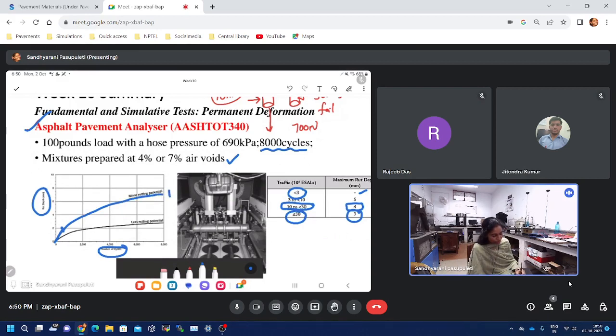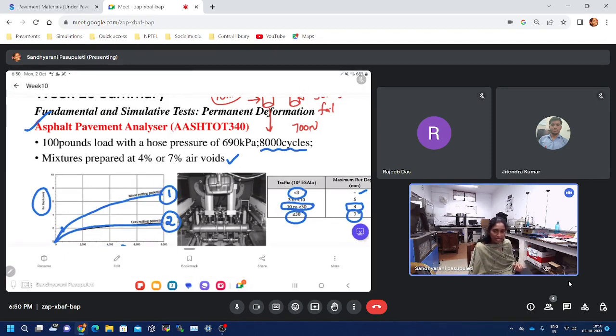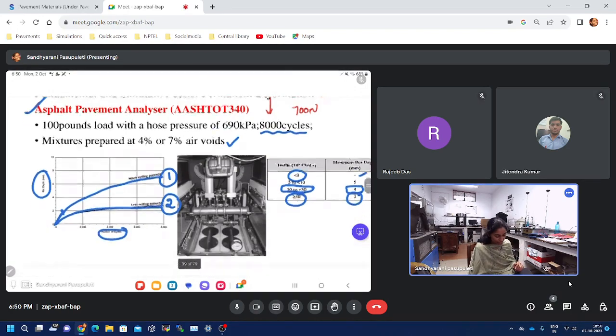So if you have two different types of asphalt mixtures that show this kind of curve, that means that mixture 1 is having more rutting depth, 2 is having less rutting depth, which means 2 is better than 1. So these are relative comparisons and pass-fail, based upon the pass-fail criteria we have made. We could not analyze any of the stresses and strains.